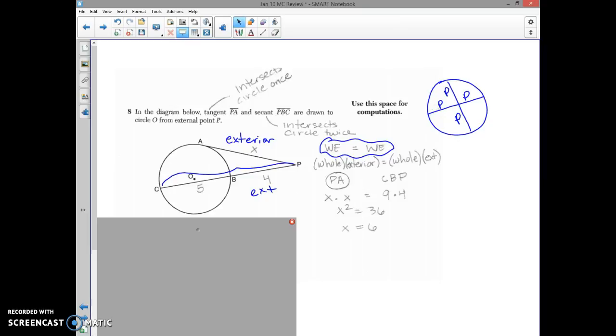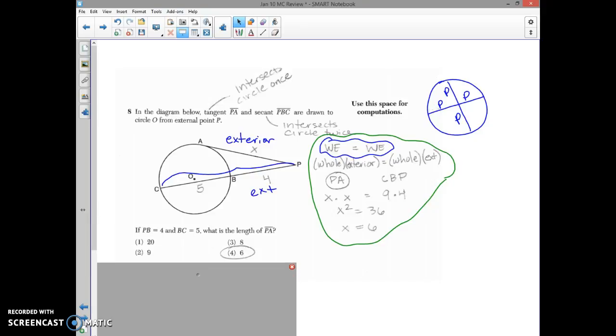Pause the video. Make sure you're writing down these notes. We're not expecting you to be experts on this yet because we haven't spent a lot of time. But we do expect you to know this very well within the upcoming weeks. Pause the video. Take a look at those notes. Make sure you have them written. And when you go to find the answer should be choice 4.